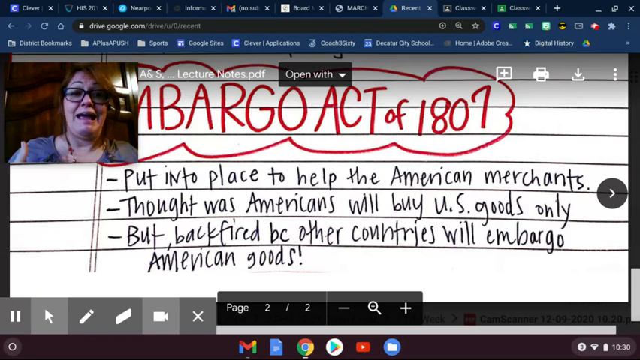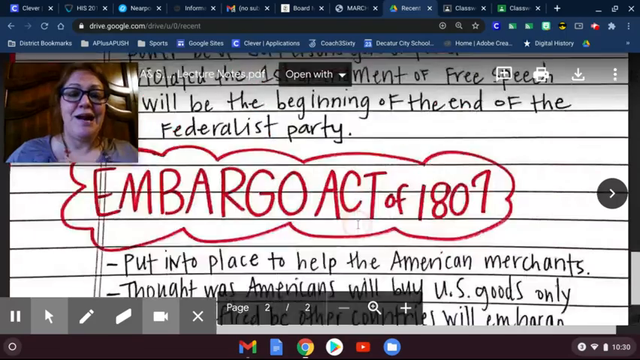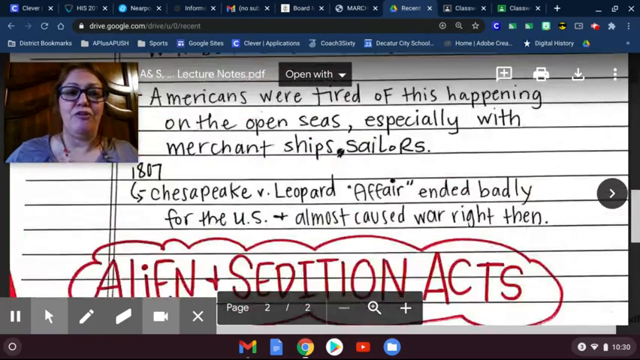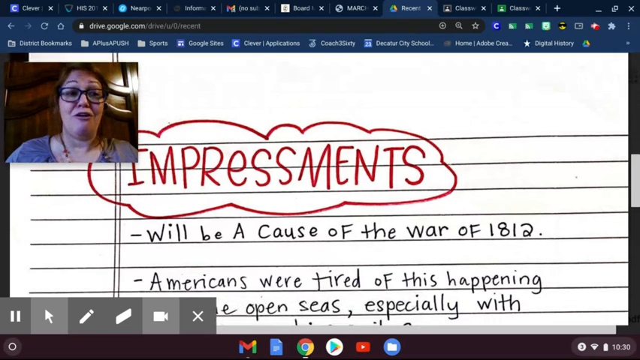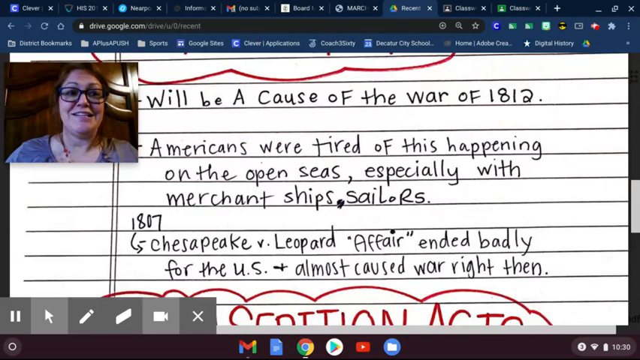So this is the relationship with the British and the French. And really, the Embargo Act is going to affect a lot of countries. So this kind of wraps that up a little bit, and gives a prelude to what we will discuss when we start back with the War of 1812.